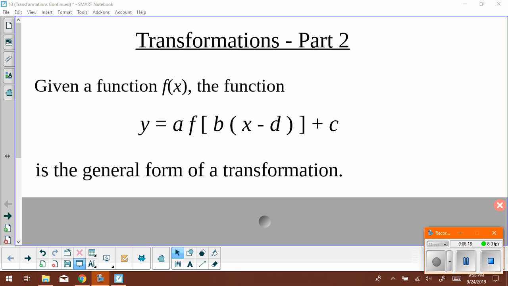So now we're going to take a couple minutes to talk about each one of those things in detail, probably in better detail than we did in yesterday's notes. We're going to start with the familiar ones and then move into the horizontal stretching and compression last. Okay, so here we go.